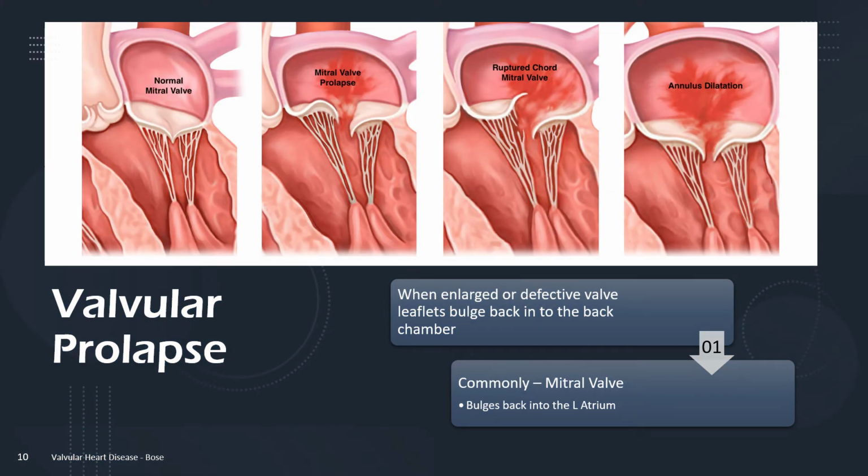And then valvular prolapse occurs when there are enlarged or defective valve leaflets that bulge back into the back chamber, as shown in the picture. Valvular prolapse is commonly seen in the mitral valve because the pressures of the left ventricle are the highest within the heart, with the greatest amount of gradient working on the mitral valve during the ejection phase of the left ventricle.